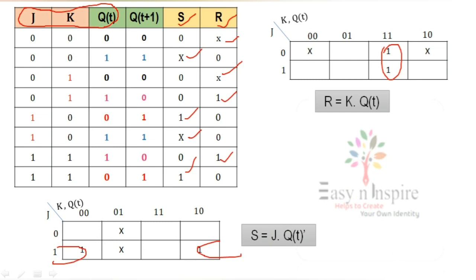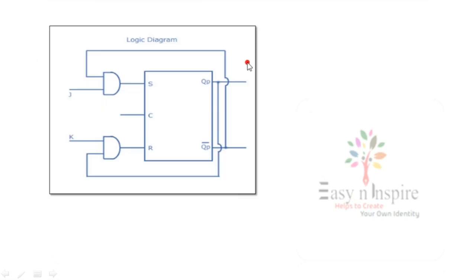Now from these expressions, I am going to draw the logic diagram or block diagram. See here, S is J into Q of t bar. Q of t bar is this one. Here, R is nothing but K into Q of t. We have already seen this diagram in JK flip-flop. So now we can conclude that JK flip-flop is designed by modifying the SR flip-flop.